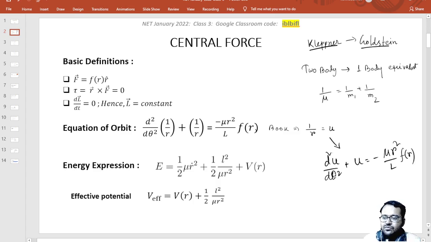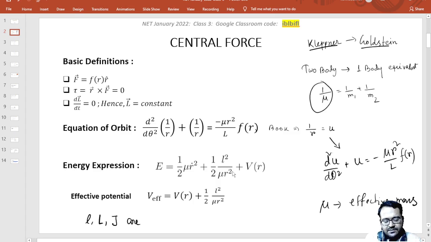So what is mu? Mu is the effective mass. This capital L for angular momentum is also used interchangeably with small l. Some books also use J. So all these terms, L, l, J, are used for angular momentum.